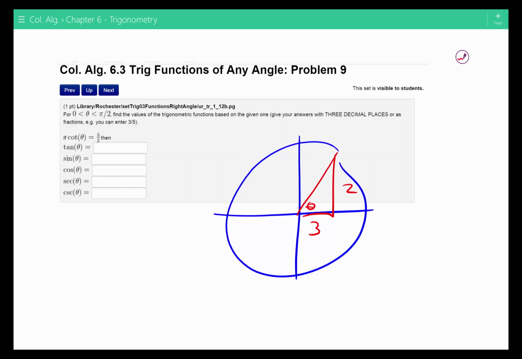And then I can use the Pythagorean theorem to get the hypotenuse. It's 9 plus 4 square rooted, which is the square root of 13. So now that I have these relationships, it's easy for me to find the tangent of theta, which is opposite over adjacent. The sine is opposite over hypotenuse. The cosine is adjacent over hypotenuse. And the secant is the reciprocal of cosine, so it'll be square root of 13 over 3. And the cosecant is the reciprocal of sine.